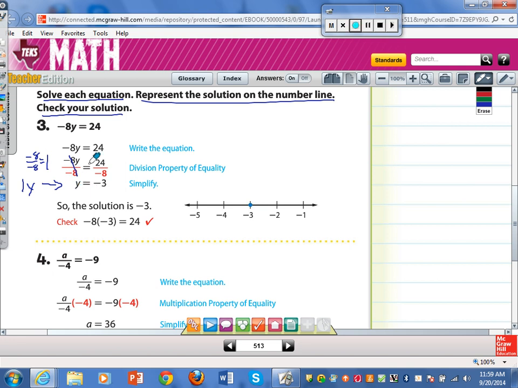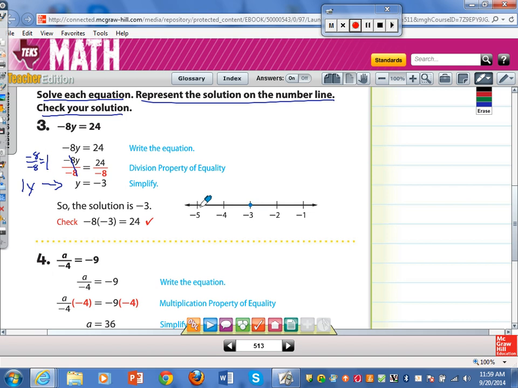So then in this case, now you do the actual operation. 24 divided by -8. Well, if you remember the rules of dividing integers, you know that a positive divided by a negative gives you a negative number. And then just perform the operation. 24 divided by 8 is 3. So in this case, the solution for -8 times y equals 24 is -3. So if the solution is -3, and you put it on the number line, this will be -3 there, then a couple of numbers to the right, a couple of numbers to the left.